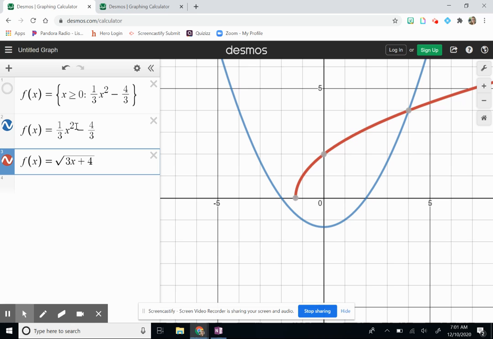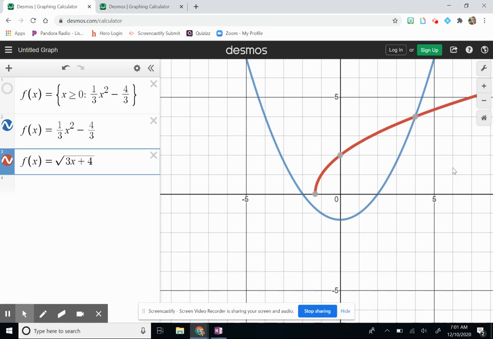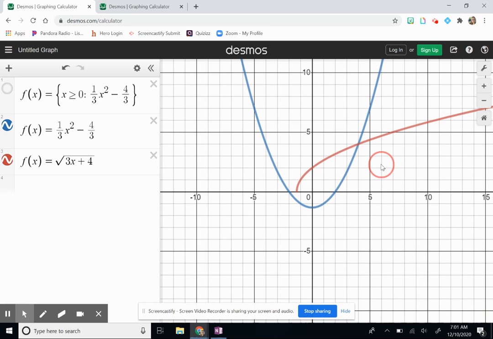I get 1/3 x squared minus 4/3, and I have this parabola. Now, those do not look like inverses of each other. My parabola has two sides, and then my red function has just half. So what I have to do here is restrict my domain. We talked about how it's just the inverse of example B, where I'm going to have the condition where x can only be greater than or equal to 0.